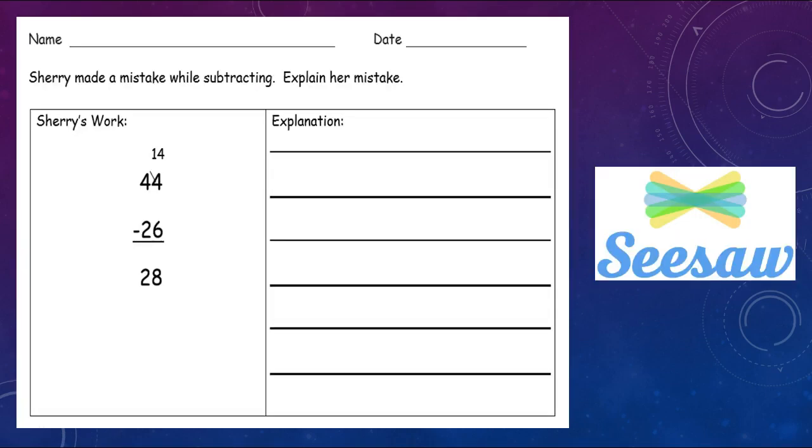It is now your turn. You need to get your exit ticket, and you need to answer, Sherry made a mistake while subtracting. Explain her mistake. So this is her problem that she did. Explain what she did wrong here. Good luck.